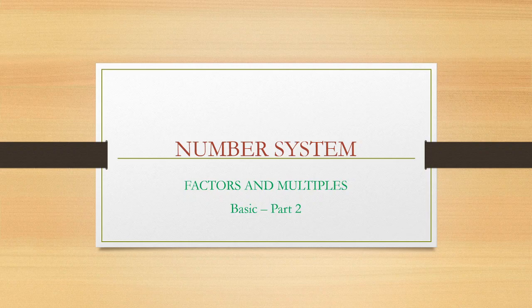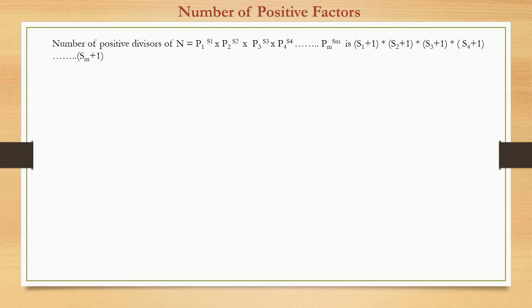Now in this part 2 we will be looking into certain aspects like how to get the number of factors of any given number, the number of prime factors, the number of composite factors, then the number of odd and even factors, and what would be the sum of all the factors of a given number. So similar cases we would see in this part. So let's start with the number of factors.